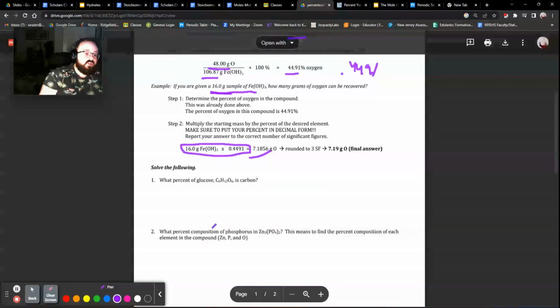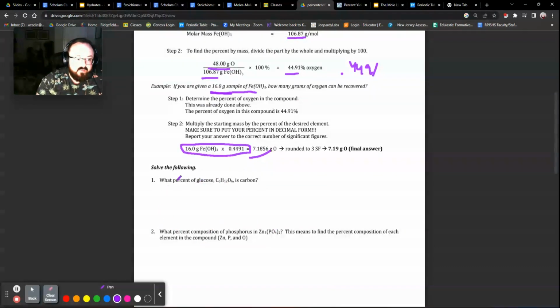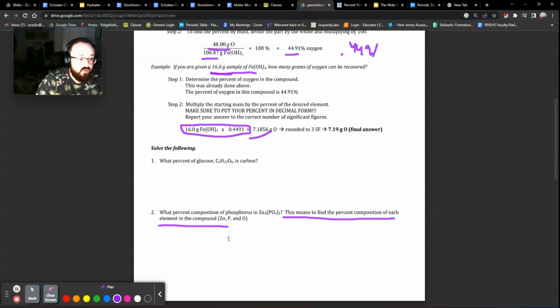So I'm going to go through question 1 here. Question 2, I'm not going to go through. But instead of this, I'm going to ask for the percentage of everyone. Which, right, when I say the percent composition, that's what I mean. I want each element. I want you to do this for each element. Okay? I want each element.